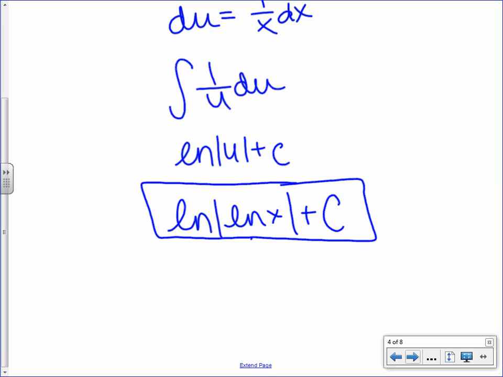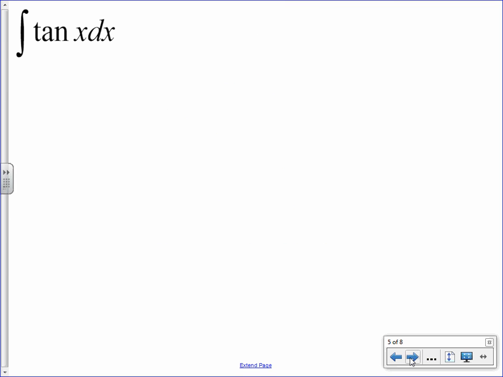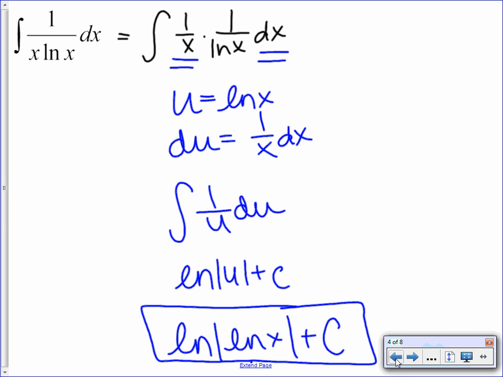Can't we just look at the patterns that we're working with? Patterns are my friend. From 1 over u du, so it's the natural log. How did you get that? I'm not really seeing it. So do you see how I got from here to here? Oh, okay. Well, u is the natural log of x, so I plugged it in.